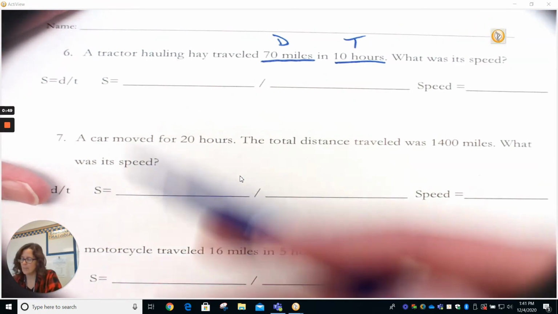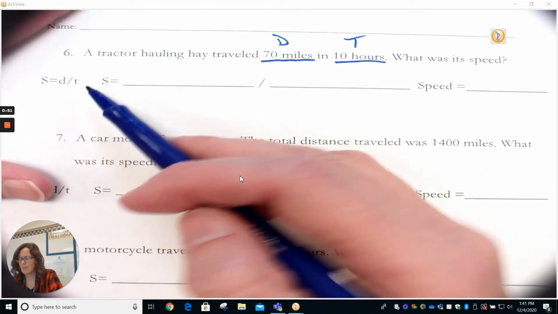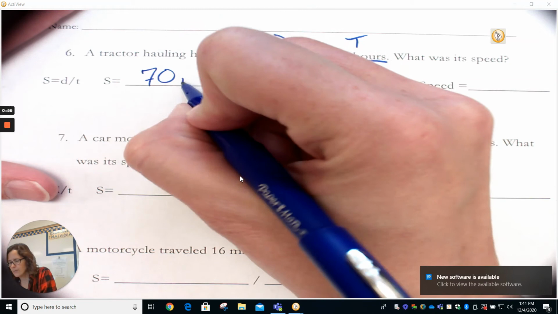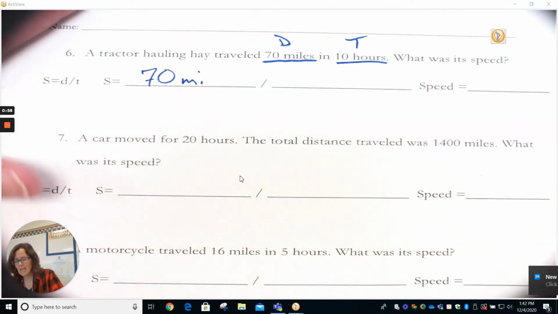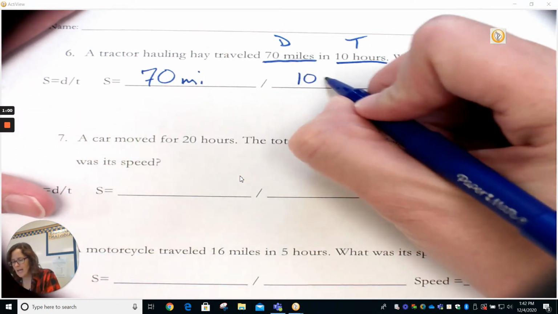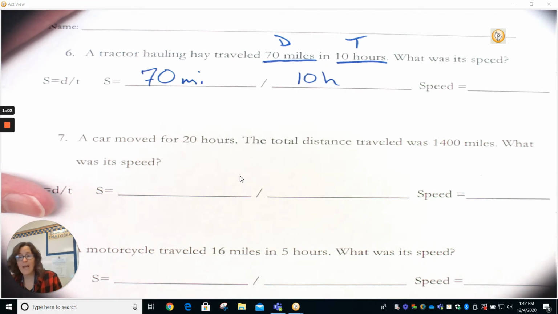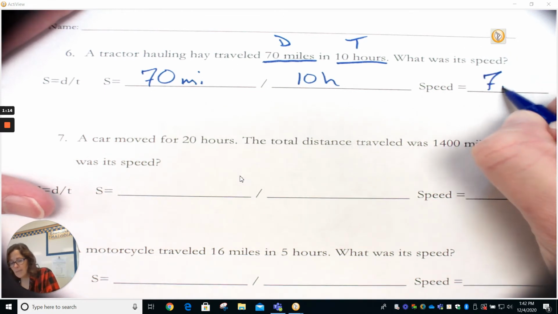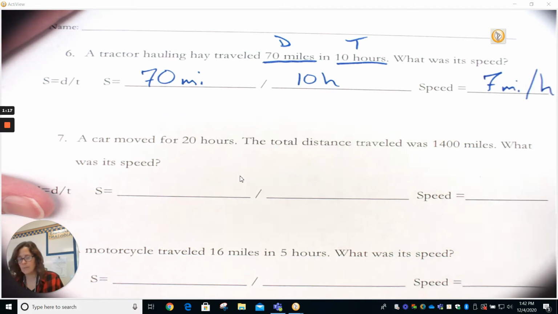So we've got it all set up here. Speed equals distance divided by time. We need distance first, which is 70 miles. And then we need the time, which is 10 hours. And we just need to do the math. So use your calculator if you want to do the math. 70 divided by 10 equals, I bet you could have done that in your head, but that's okay. 7 miles per hour.